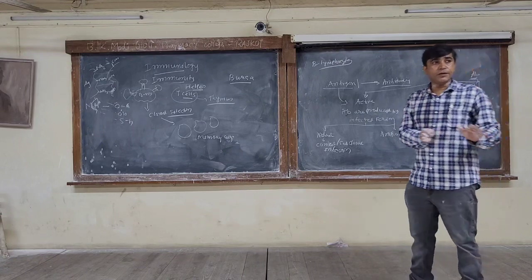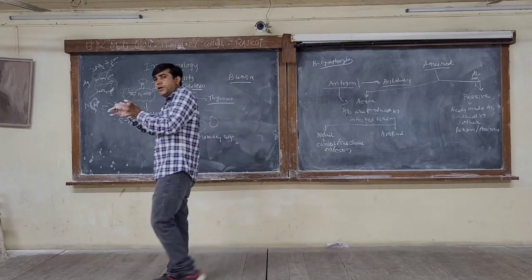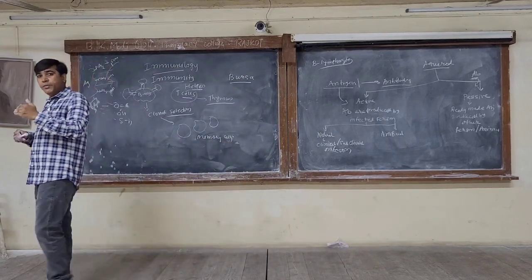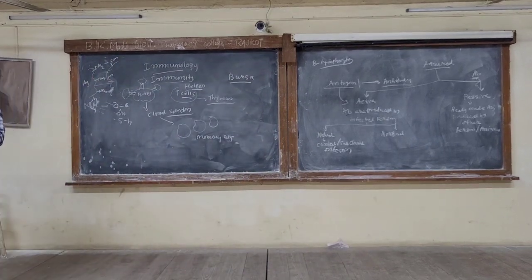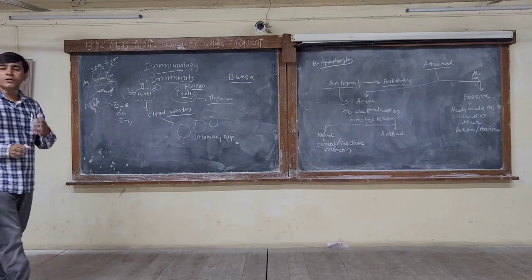It will never repeat, because the backup cells are lying in the body. As soon as the organism invades, the B cells will be triggered. They will produce the antibodies, utilize the antigen and will lead to the phagocytosis. So the memory remains lifelong.